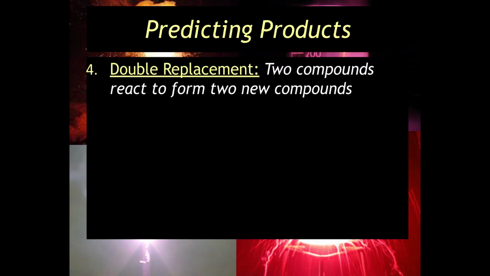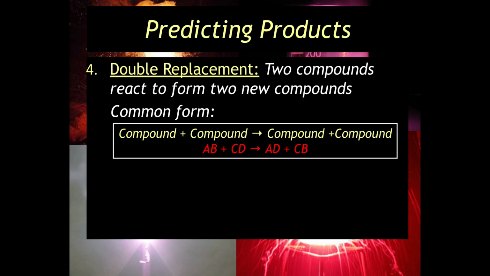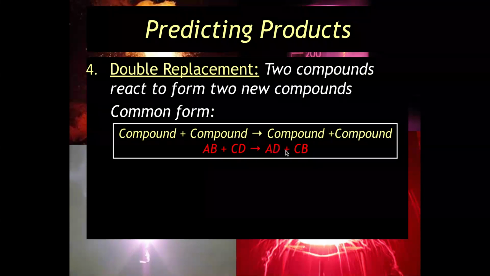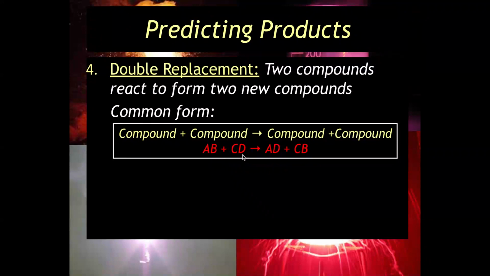Okay, so first, what is a double replacement reaction? This is where two compounds, remember compound on these problems looks like two words put together, so where you have two compounds reacting to form two new compounds. The common form is going to be this: A and B plus C and D yield AD plus CB. If you've noticed, you just swapped the B and the D.